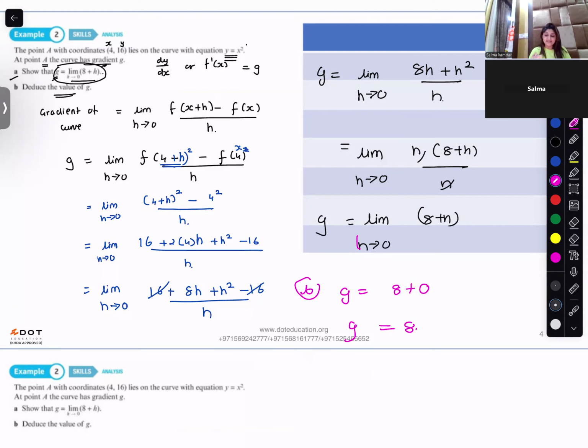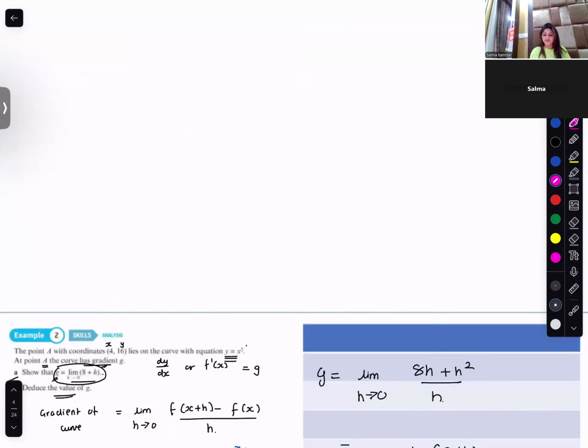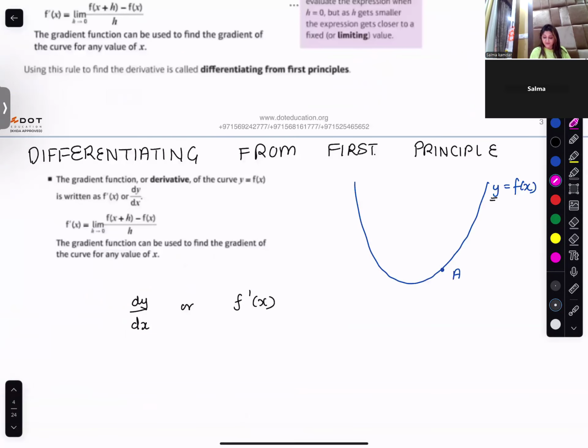With this, I complete example number 2, where I'm differentiating using the first principle, f of x plus h minus f of x, where y is equal to f of x. Okay. If it is x square, do not forget to put the square sign.